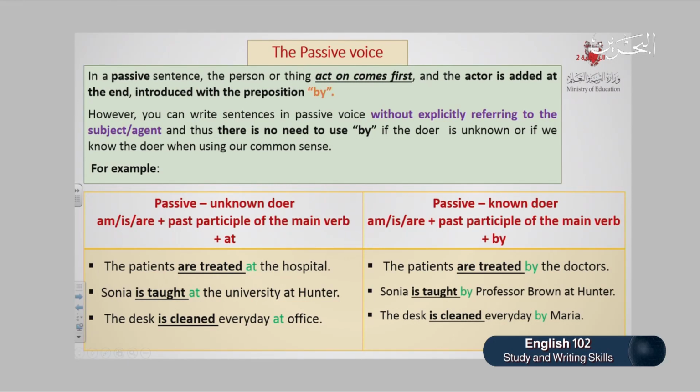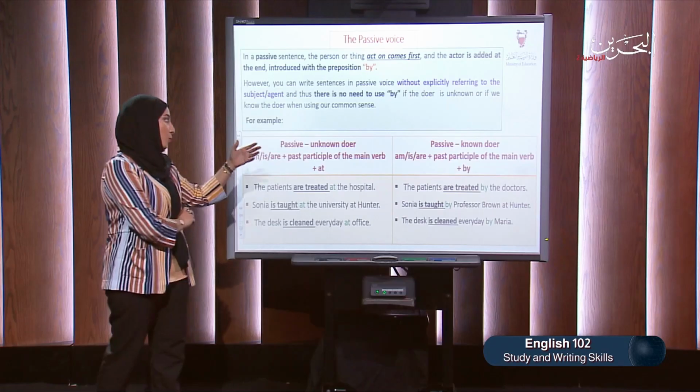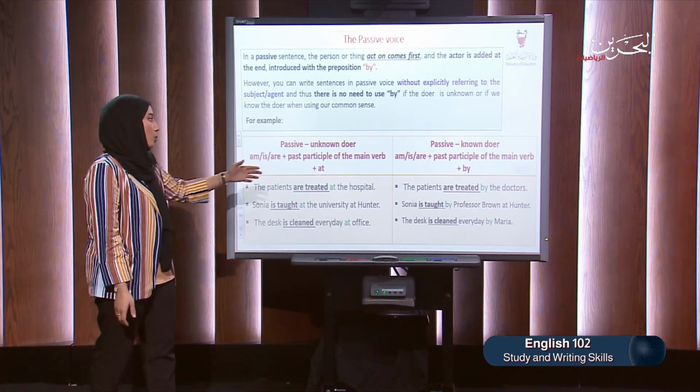Now, Sonia is taught at the university at Hunter. So here, I generally said that it's at the university. But if I want to be more specific, I name the professor. So Sonia is taught by Professor Brown at Hunter. The third example, the desk is cleaned every day at the office. But if I want to be more specific, I would say the desk is cleaned every day by Maria. So if you want to be more specific, you identify the doer by using by, whereas if the doer is unknown, but it's common sense, we use at.